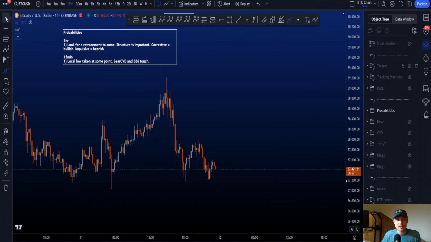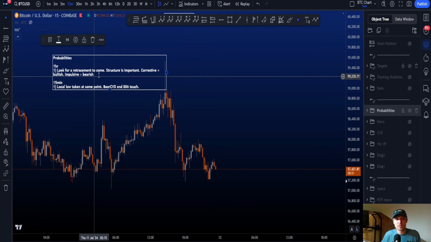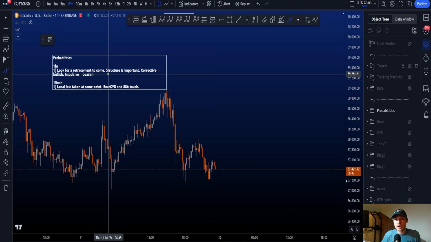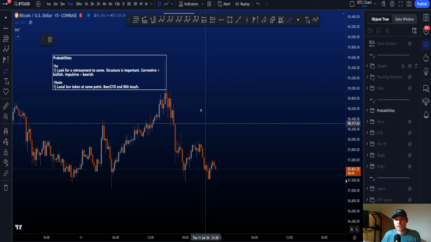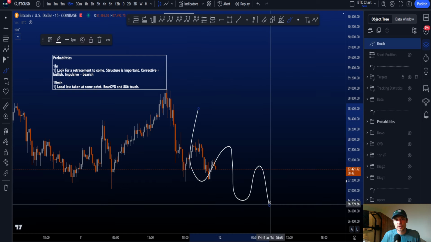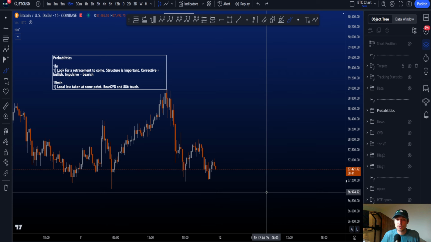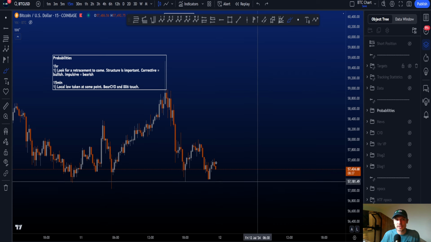If we then finally look at the probabilities of the different scenarios, then on the 1-hour time frame, the probabilities at the moment are higher to look for a retracement to come. The structure, however, is going to be important because if we get a corrective move to the downside, it is considered bullish. And if we get an impulsive structure to the downside, that is going to be considered bearish.